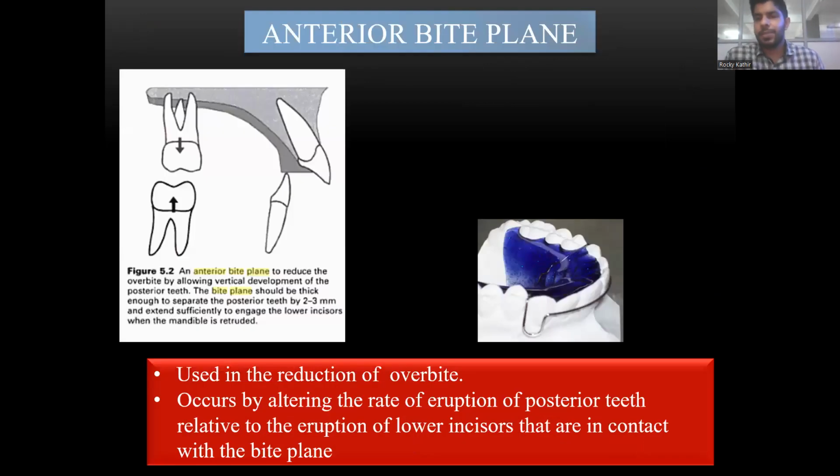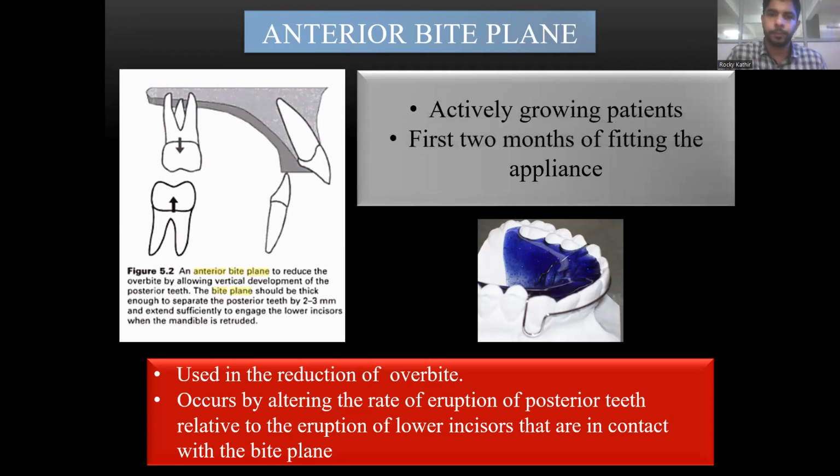Anterior bite plane is used as a reduction of bite. It occurs by altering the rate of eruption of posterior teeth relative to the eruption of lower incisors that are in contact with the appliance. They are especially useful in actively growing patients and show the highest rate of eruption in the first 2 months of wearing the appliance.